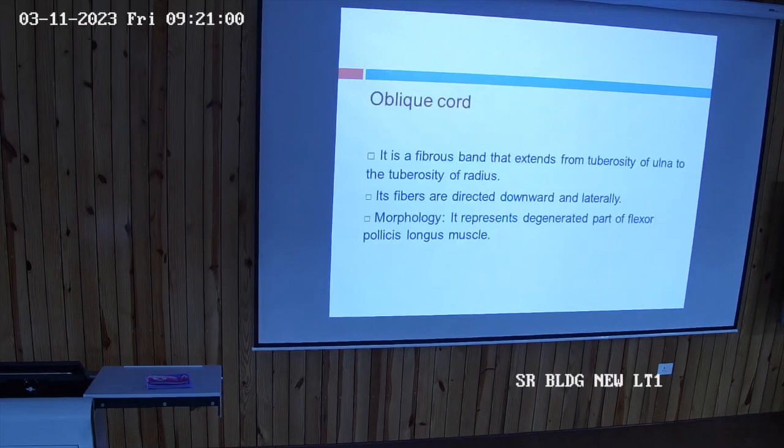Now about this oblique cord, there is an important MCQ here: where do the fibers of the oblique cord come from? Morphologically it represents a degenerated part of flexor pollicis longus. What is the oblique cord? There is a fibrous attachment running from the radial tuberosity to the ulnar tuberosity, and the fibers are considered as remnants of the flexor pollicis longus. Some fibers of the flexor pollicis longus degenerate and form the oblique cord.